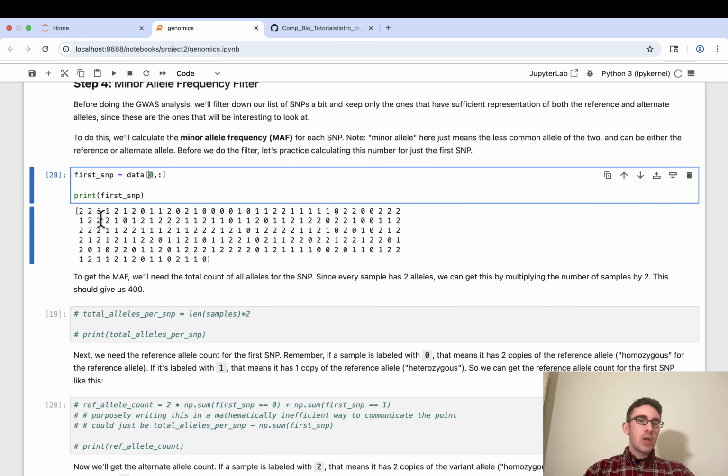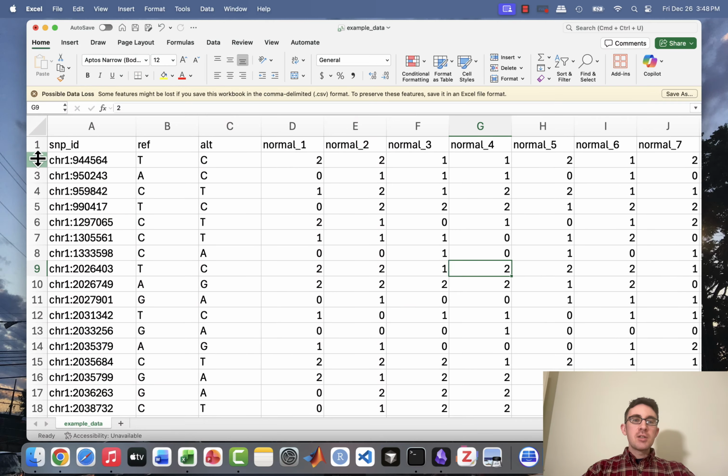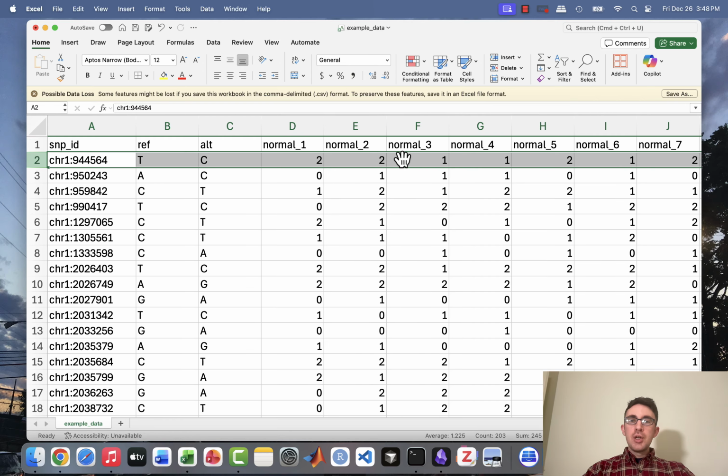And now, as we're hopefully getting used to at this point, we have a bunch of zeros, ones, and twos for this first SNP. These zeros, ones, and twos tell us how many copies of the alternate allele each one of these people had for this SNP.